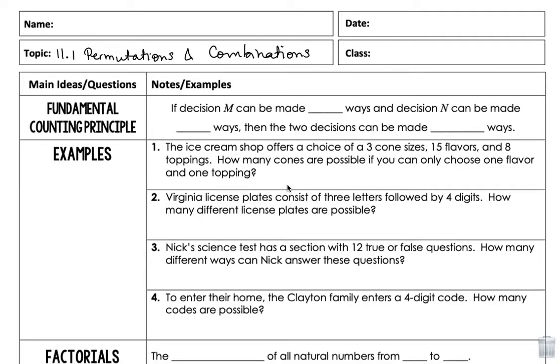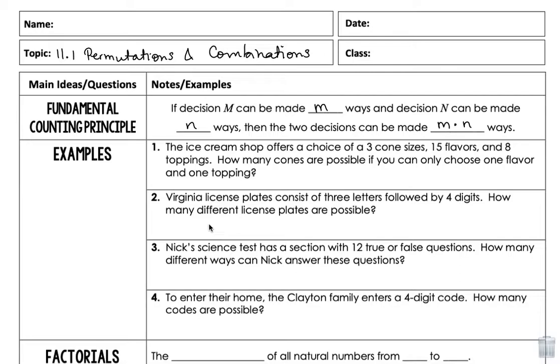So first up, fundamental counting principle. This is when you have a decision to make and you want to figure out how many total combinations there are for this decision, how many possible ways to make the decision. Let's say you have decision M, it can be made M different ways, and decision N can be made N different ways. Then the two decisions can be made M times N different ways. You just multiply the total amount of decisions together.